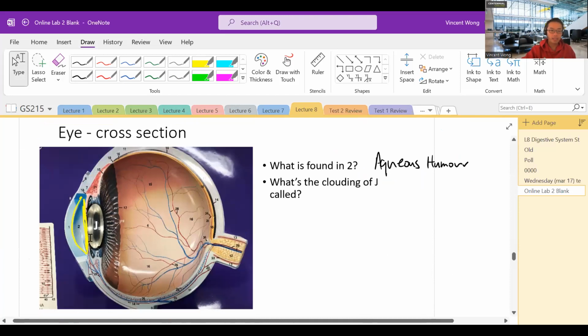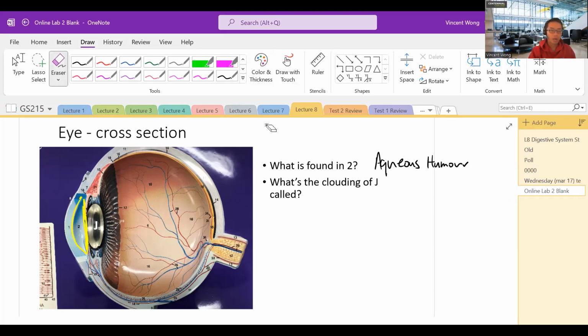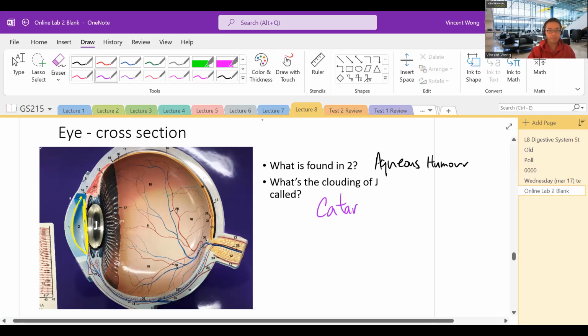Clouding of the lens. What do we call it when this thing turns cloudy? Anybody remember? Turns white, and then slowly you might lose vision. Cataracts.